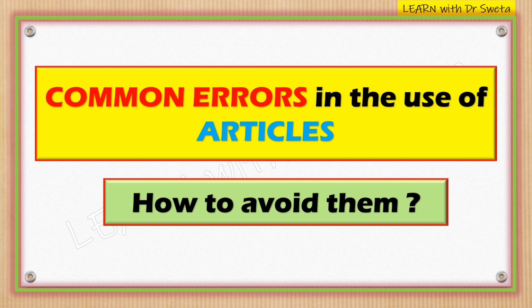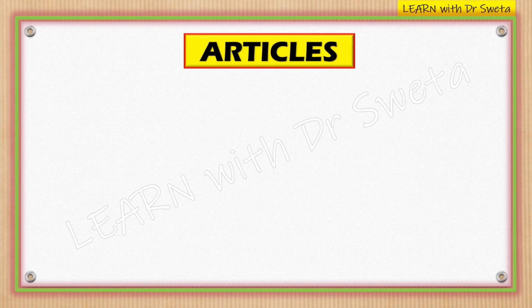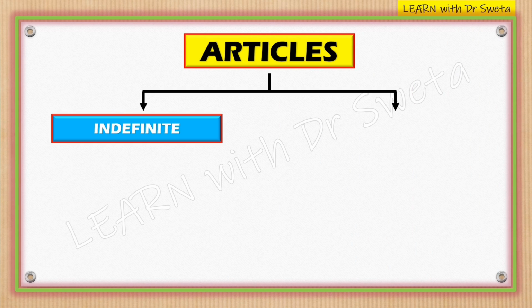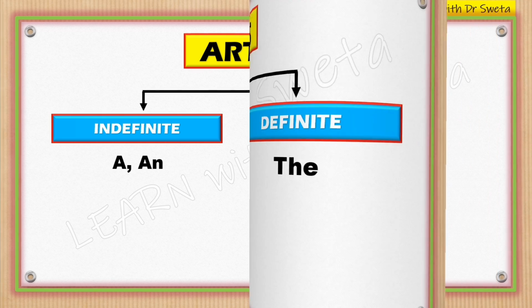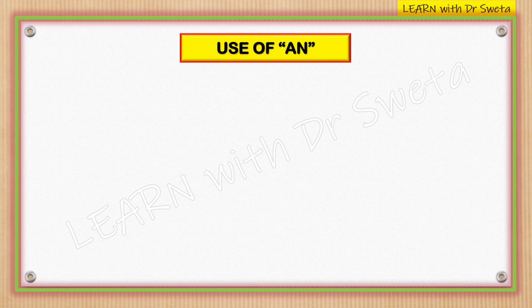In today's video, let's know what are the common errors in use of articles and how we can avoid them. So, articles are of two types, indefinite and definite. A and an are the indefinite articles and the is a definite article. So, first let's see where you can use an.